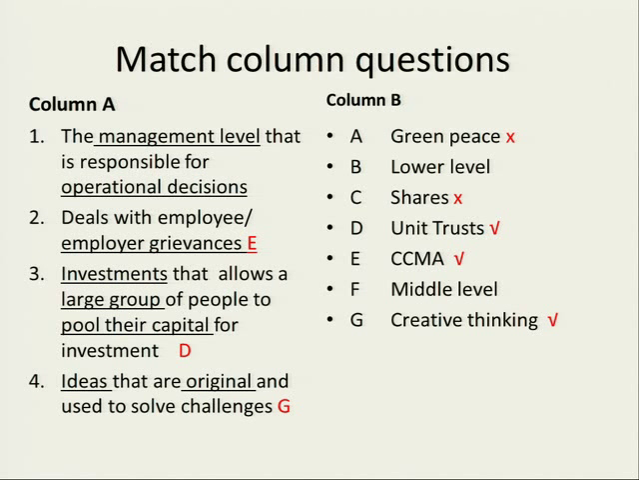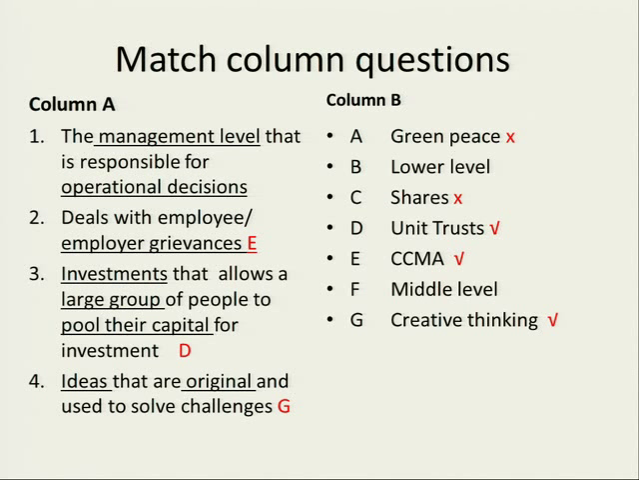Let's take an example and we say that this learner is not sure about the answer, whether it is B or whether it is F. The learner leaves the answer for later. Statement number 2 deals with employee grievances. There is only one correct answer: number E, the CCMA. The learner ticks off the answer. The learner writes next to number 2, E. That is the selected option from column B.